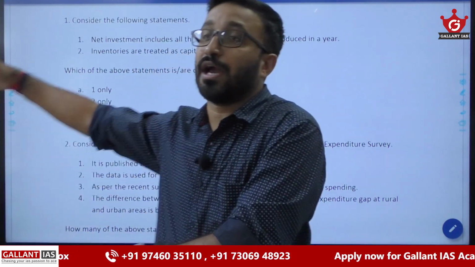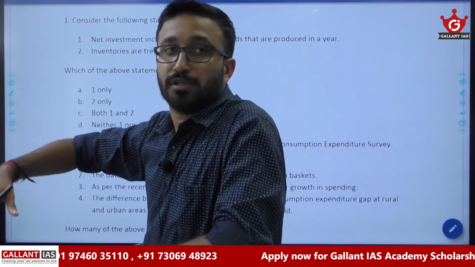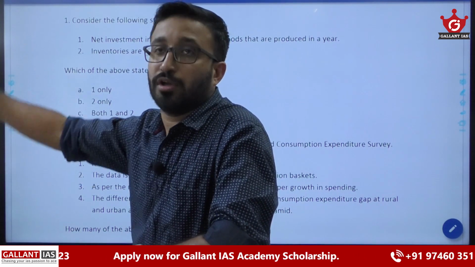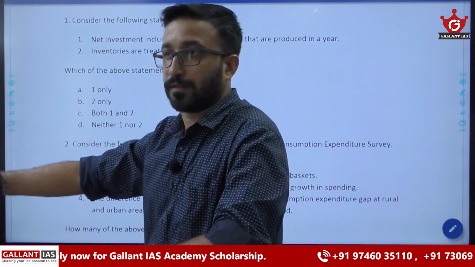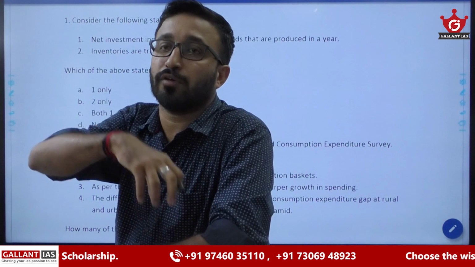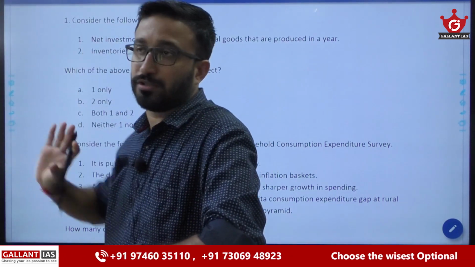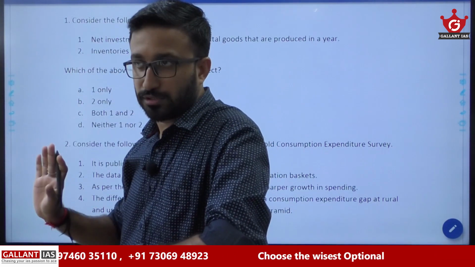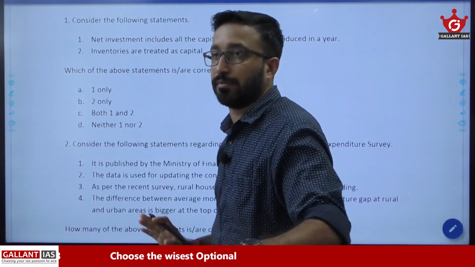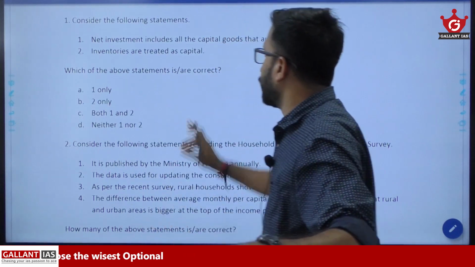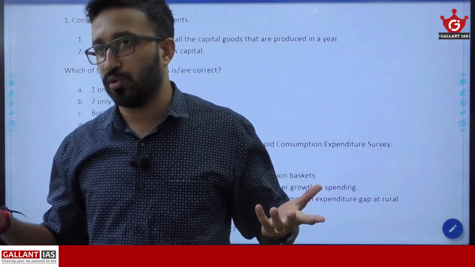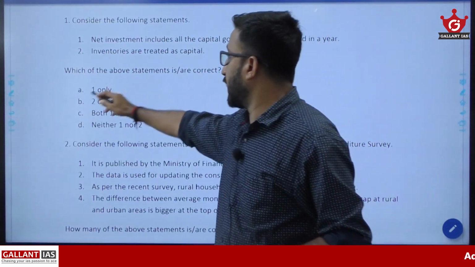See, previously we have been using so many capital goods. Some will go out of service. So, in order to replace that, we will use some of the capital goods that are produced in a year to replace those already existing capital goods. So, all those goods will not go into net investment. So, the first statement is false. Okay. Then inventories are treated as capital. True or false? True. So, the answer is 2 only.